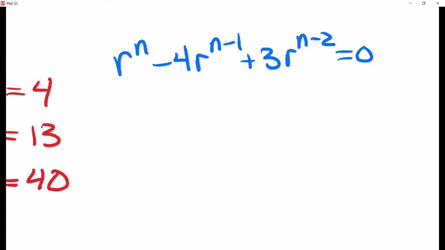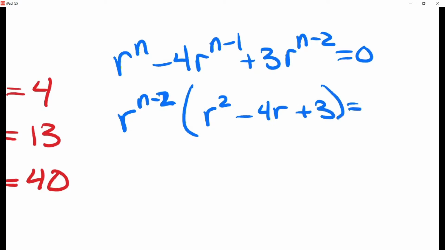Oh, let me help you with the first step, just in case you're not sure where to go with this. I'm going to factor out the common factor of r to the n minus 2, which will leave me with r squared minus 4 times r plus 3.